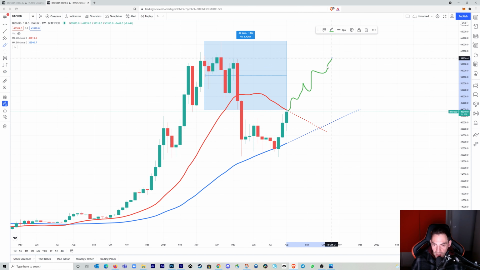If we keep increasing in time, then this average will turn around and we'll be avoiding the death cross. But if we get rejected at the 20-week simple moving average, or even if we get above it like we've done on other occasions, and then come back down again, the 20-week simple moving average will then end up crossing the 50-week anyway.